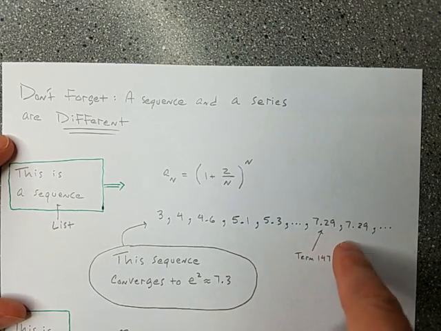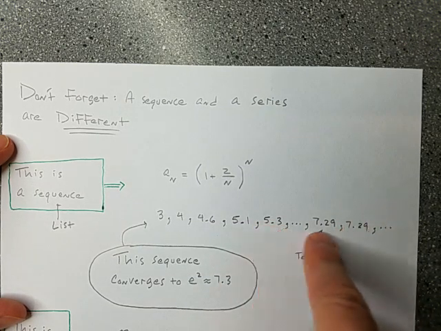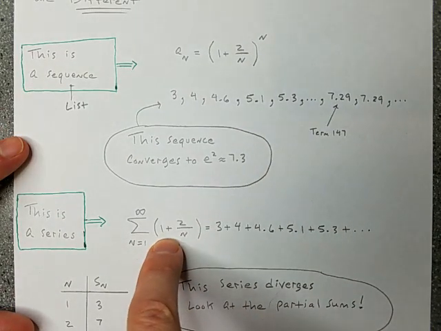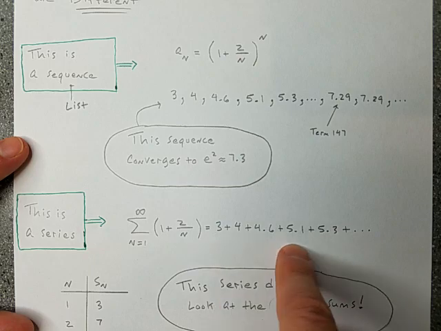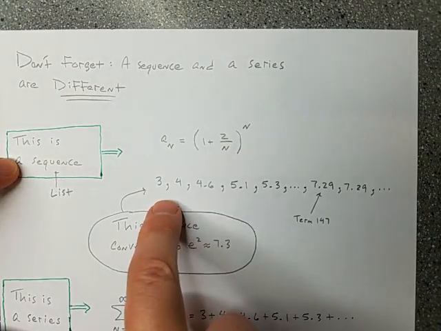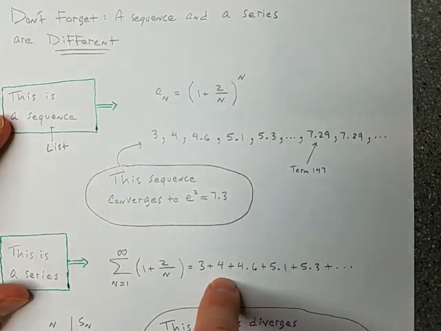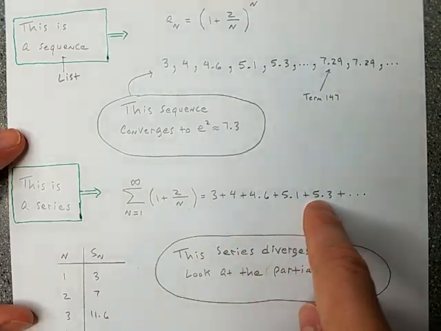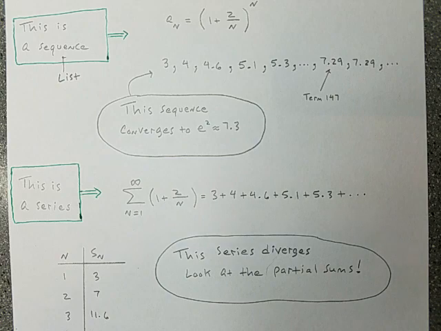You can calculate these terms and see that the further down the list you go, the more they look like that. This is a series. This series involves exactly the same numbers as this sequence. Exact same numbers. What's the difference? They're all added together forever, all right?